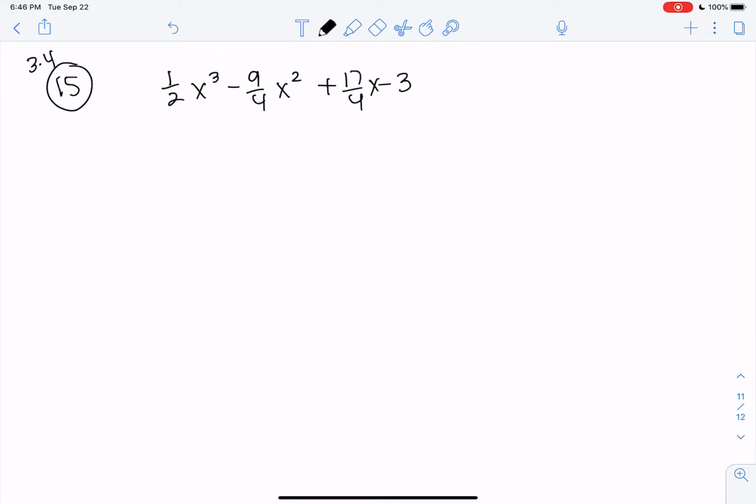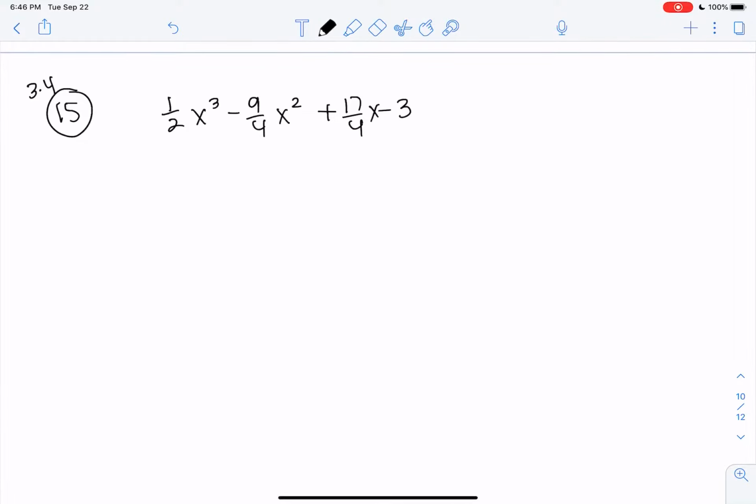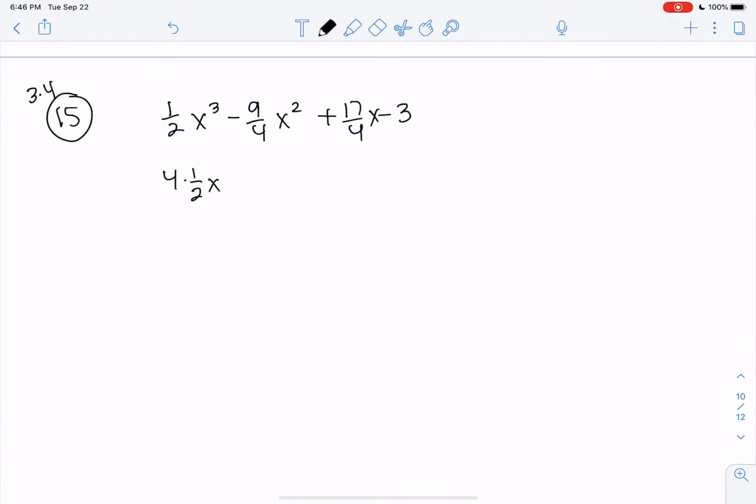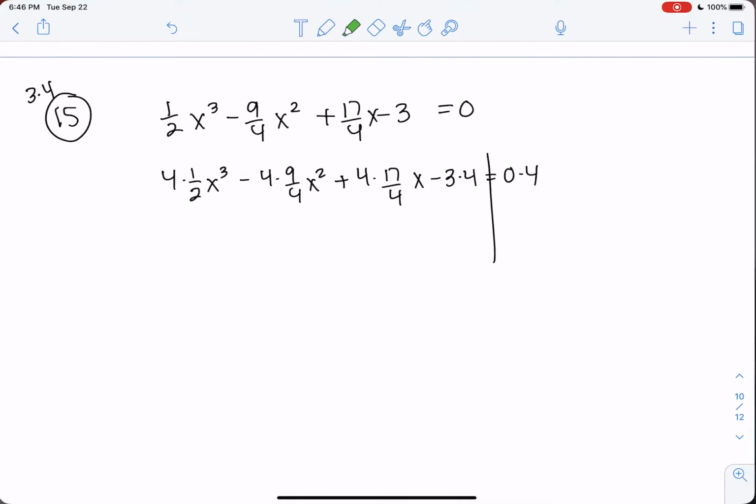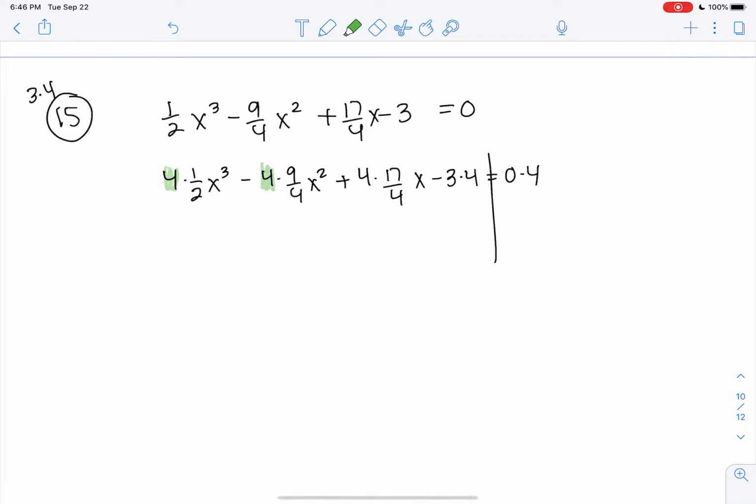Here's 15 and 3/4. I'm gonna get rid of the fractions and then we'll use the possible zeros. So I'm gonna multiply by 4 because that's the LCD. And we're finding zeros, so it's allowed. Multiplying by 4 does change the polynomial, but because we're solving an equation, we can multiply both sides by 4 and it's totally fine. So you can't just multiply a polynomial by 4, but if you're solving for zeros, you can multiply both sides by 4.